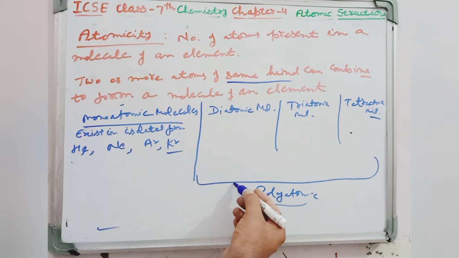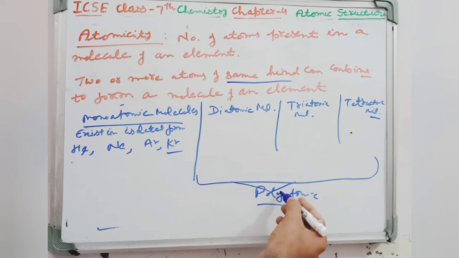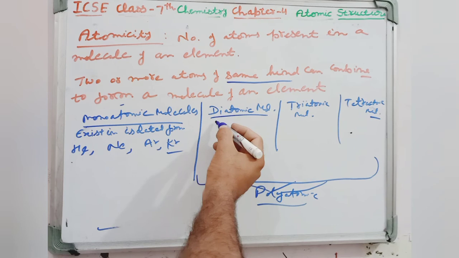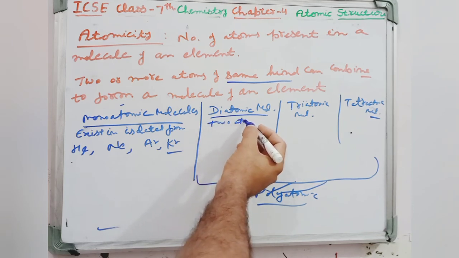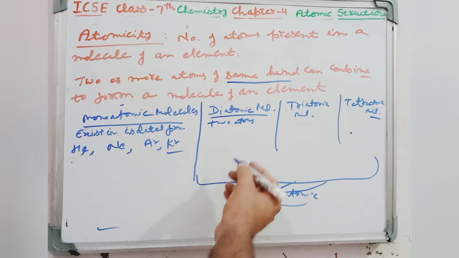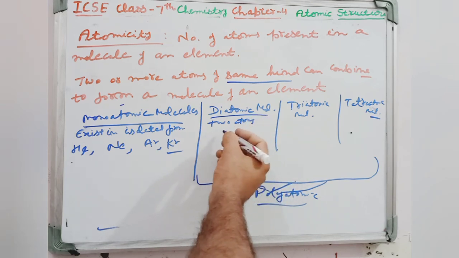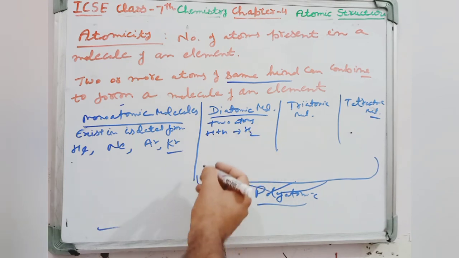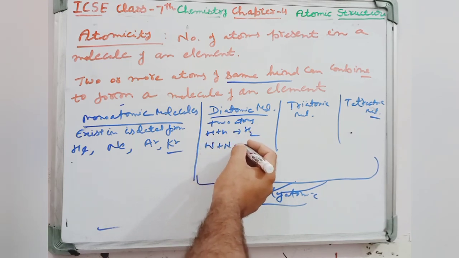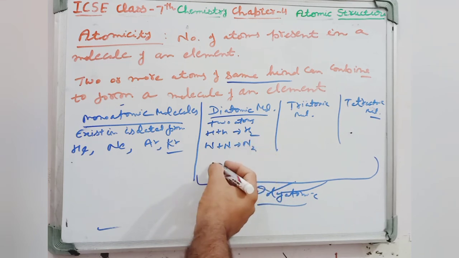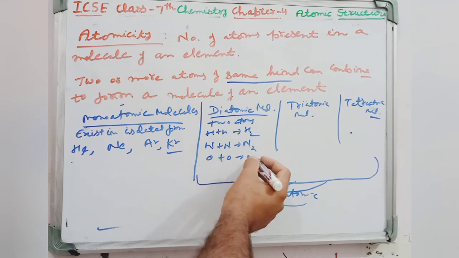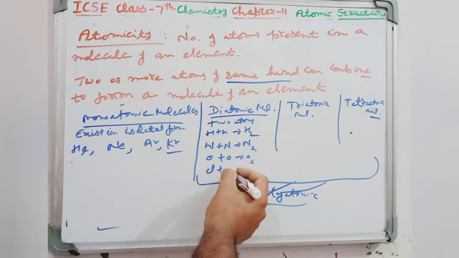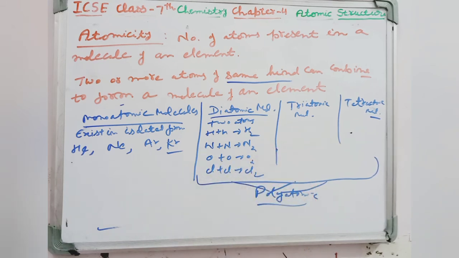These polyatomics are divided into di, tri, tetra, penta. So di, they contain two atoms combined together. Two atoms combined together. H plus H becomes H2 hydrogen. N plus N becomes N2 nitrogen. O plus O becomes O2 oxygen. Cl plus Cl becomes Cl2 chlorine.